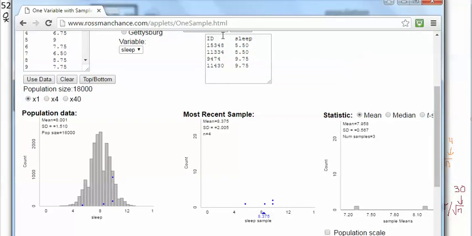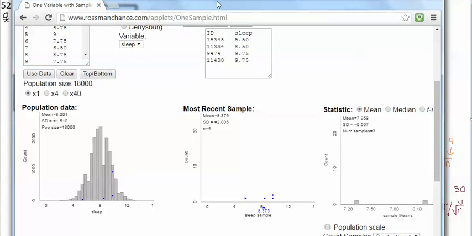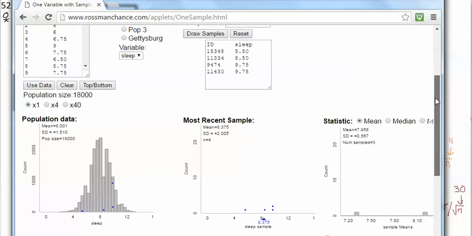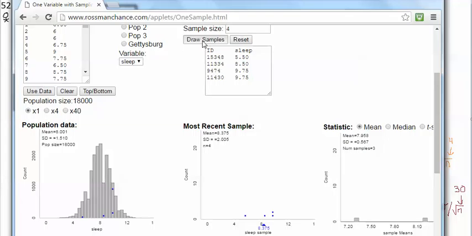Now I'll take another sample. And each time I do this, you can see the 4 people inside the sample. You can see the 4 people from the sample inside of the population that they come from. You can see the 4 people by themselves here, and you can see the sample mean as the newest building block.